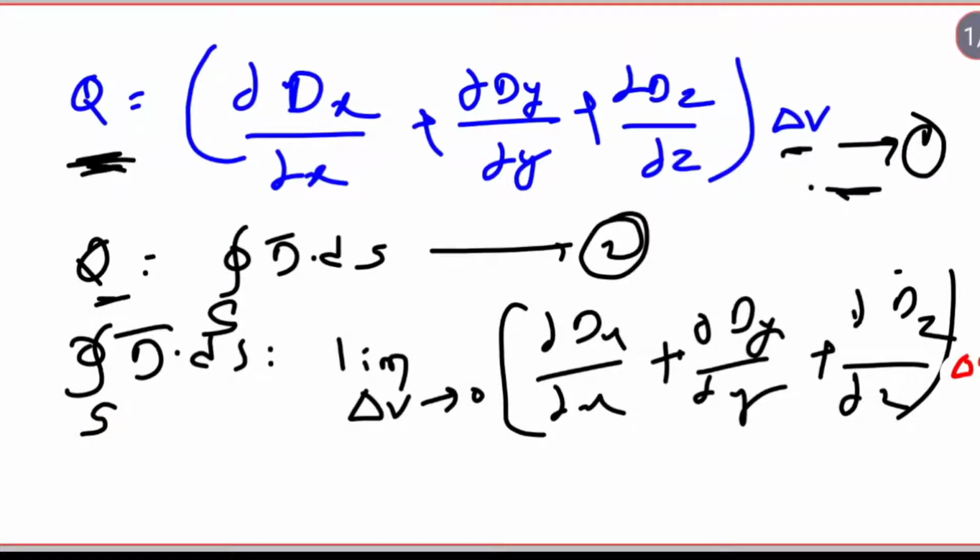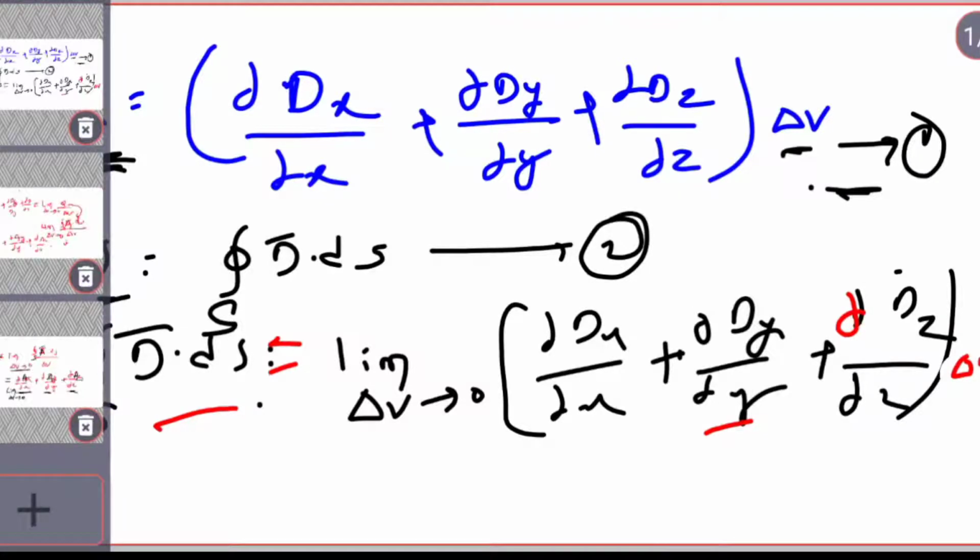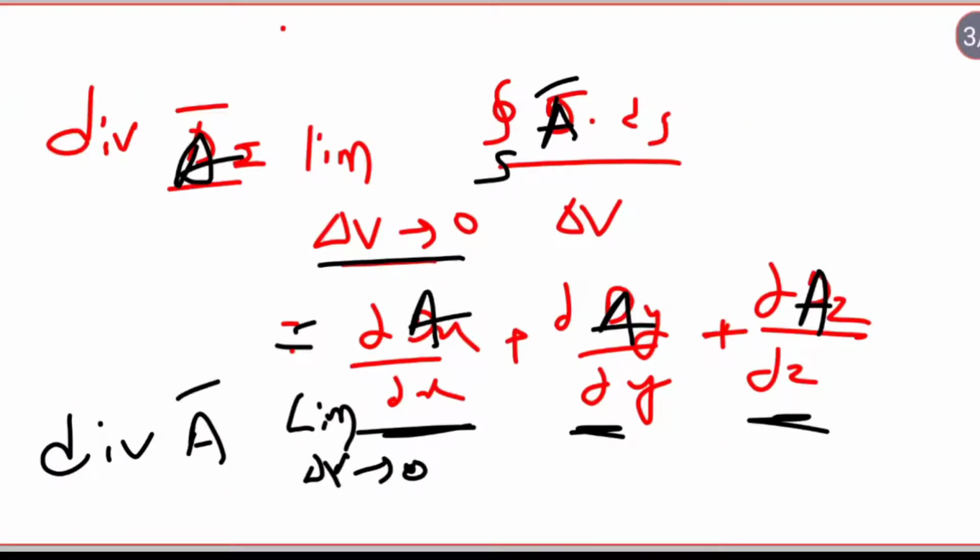we can equate equation 1 and 2 by taking the limit delta v tends to 0. That is, surface integral d dot ds equal to limit delta v tends to 0, dou dx by dou x plus dou dy by dou y plus dou dz by dou z, into delta v. Why did we apply limit delta v tends to 0? If the volume tends to 0, then it is known as divergence.